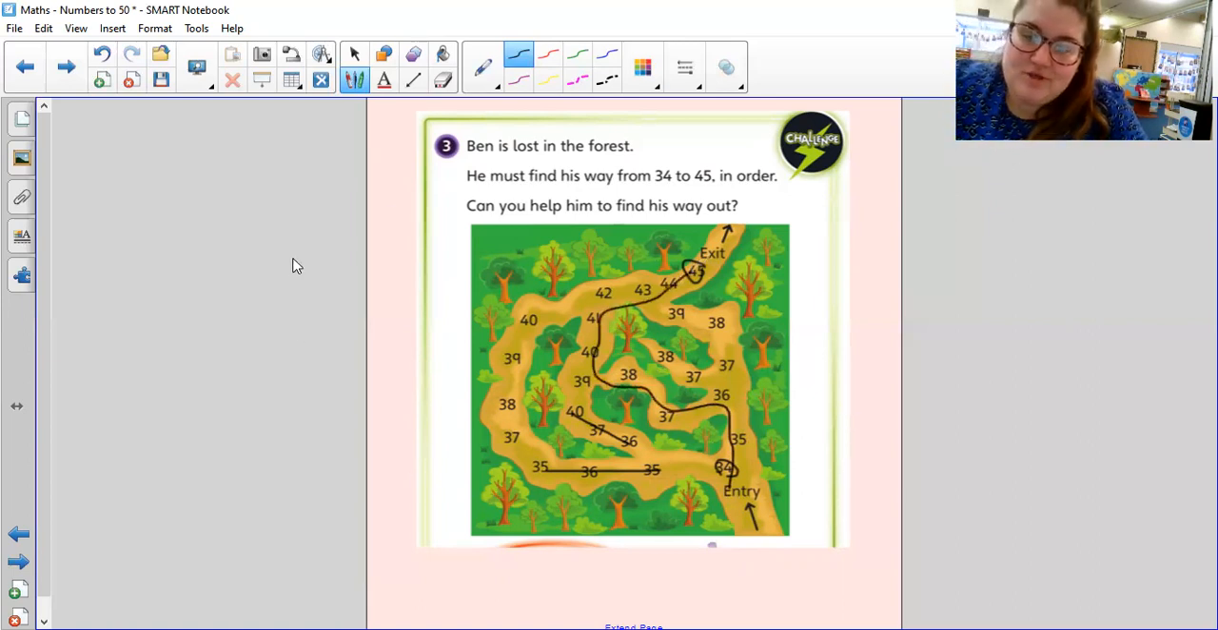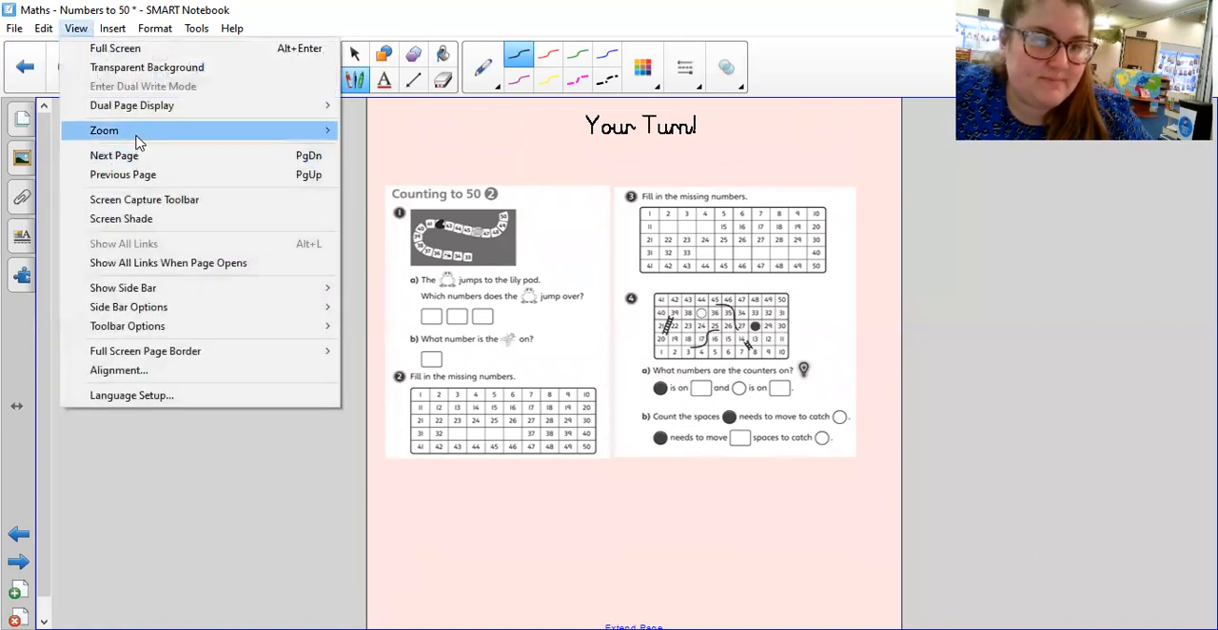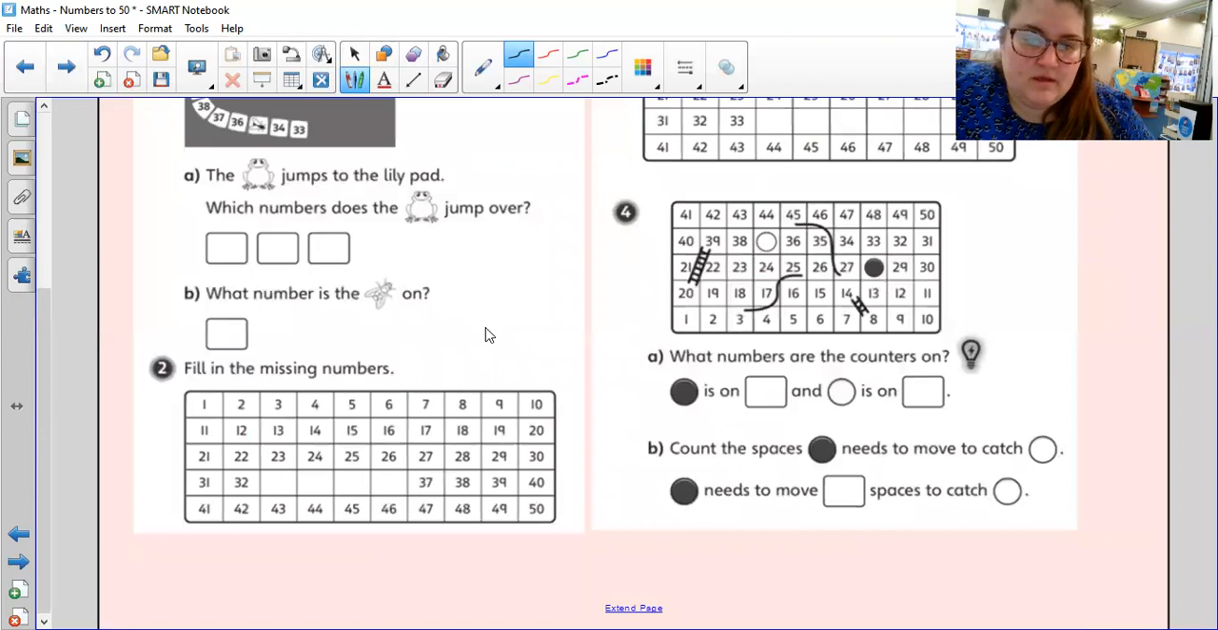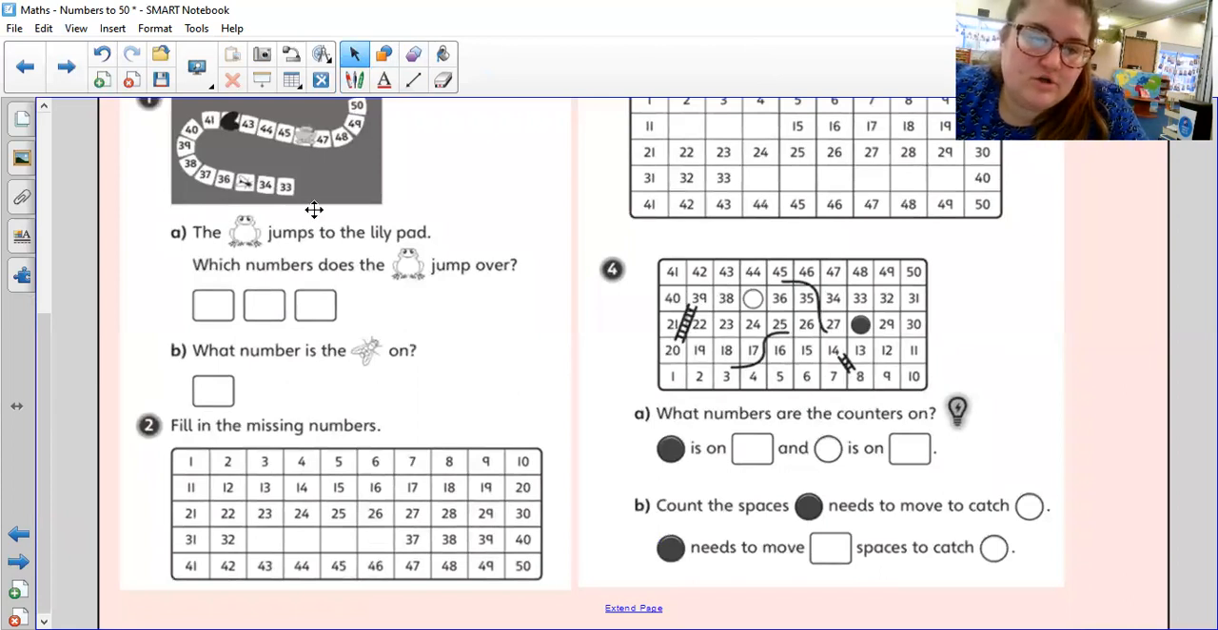So I hope you managed to have a go at that too at home. Let's look at what activities you've got to do today. So let me just zoom in a little bit, make it a bit bigger. There we go. So number 1, the frog jumps to the lily pad. Here's the lily pad, here's the frog. Which numbers does the frog jump over to get there?